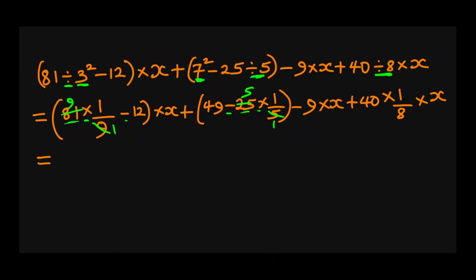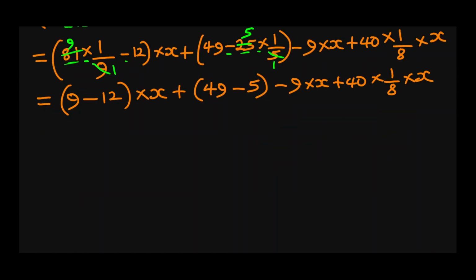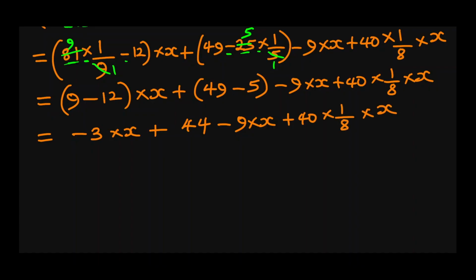So this now gives us 9 minus 12 in the first bracket, then times x plus, in the second bracket we have 49 minus 5, then minus 9 times x plus 40 times 1 over 8 times x. Completely dissolving the brackets, 9 minus 12 gives us minus 3, then times x plus 49 minus 5 gives us 44, minus 9 times x plus 40 times 1 over 8 times x. Now all the brackets are gone.